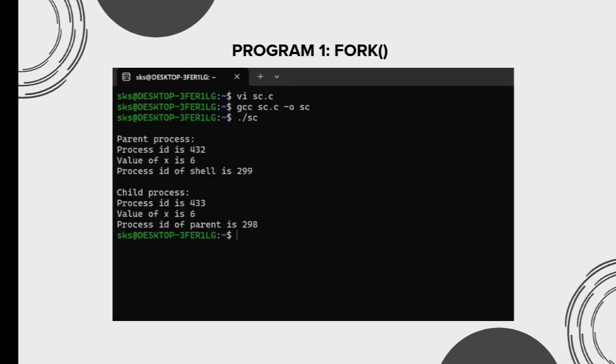Notice how the parent and child print interleaved messages. Both report the value of x as 6, showing that the child inherited the parent's memory state before the increment, and then both incremented their own copy. Crucially, the parent sees the shell as its parent, while the child sees the process with ID 298, which is its parent, as its own.